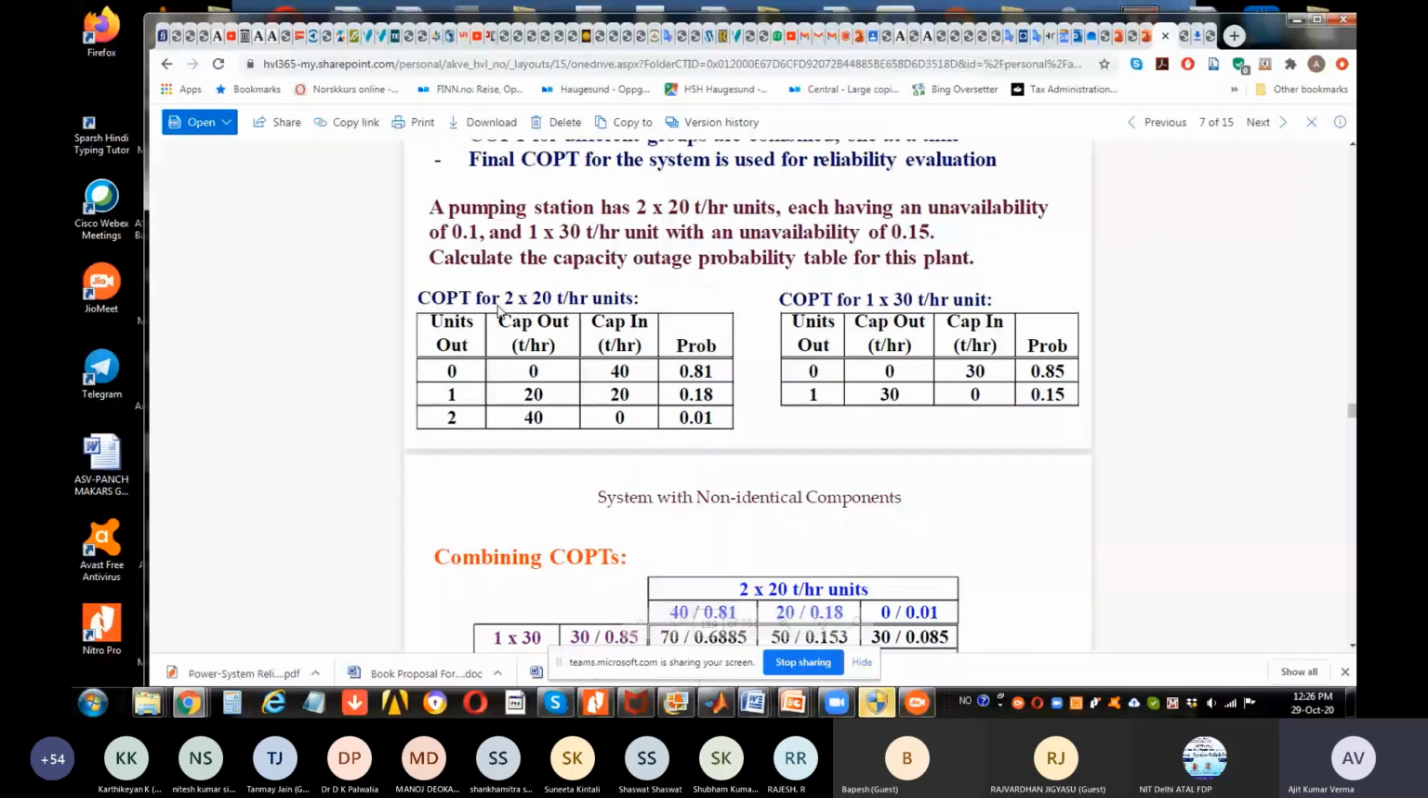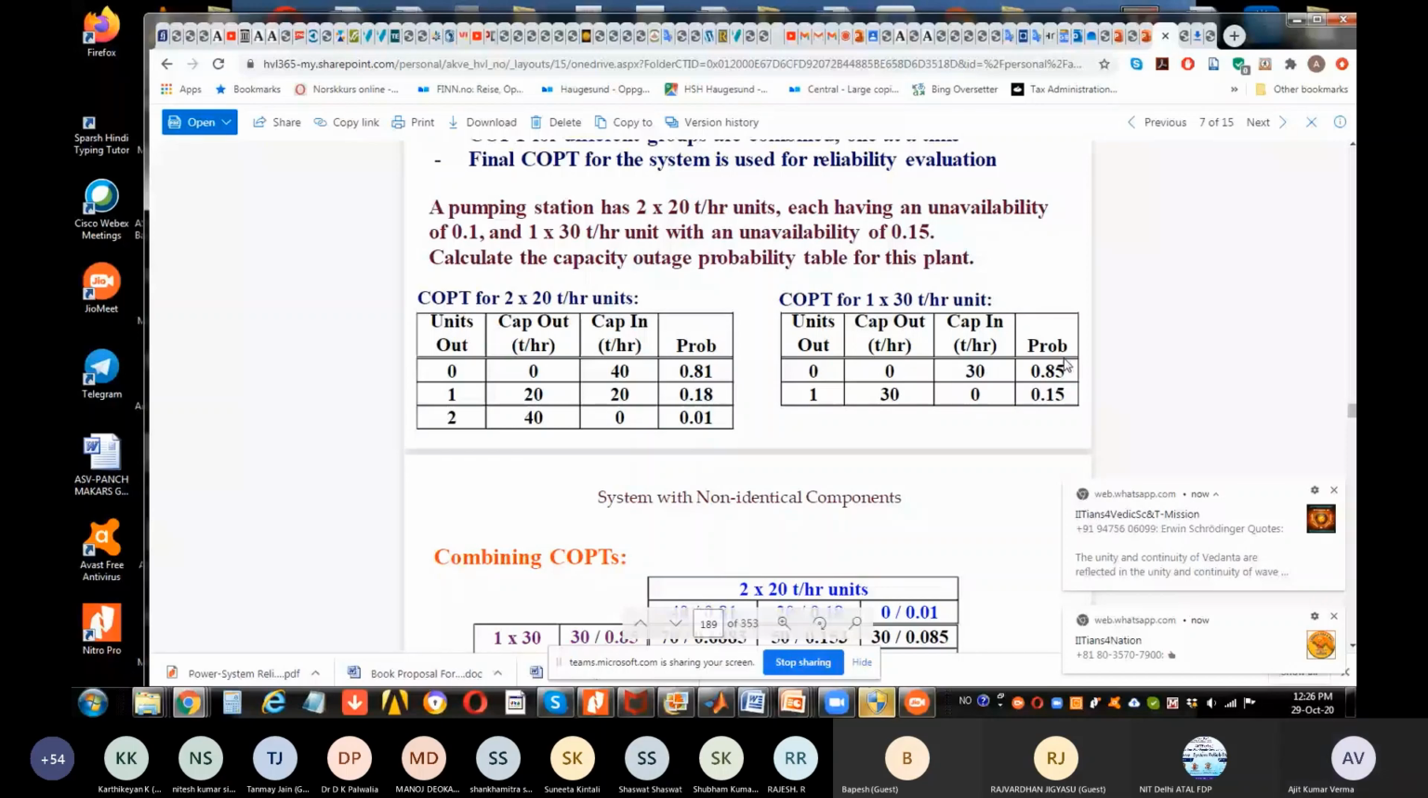Let's take the other one. You know, 2 into 20 tons, and then this is 1 into 30. So either it's there or it's not there. So capacity in is 30 and capacity out is 0. So the unavailability is 0.15. Here the unavailability is 0.15, and therefore the availability is 0.85. How to combine these COPTs?